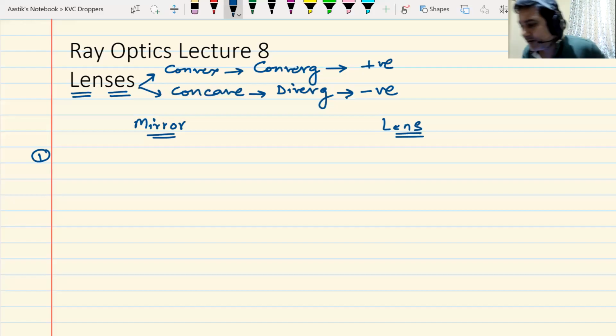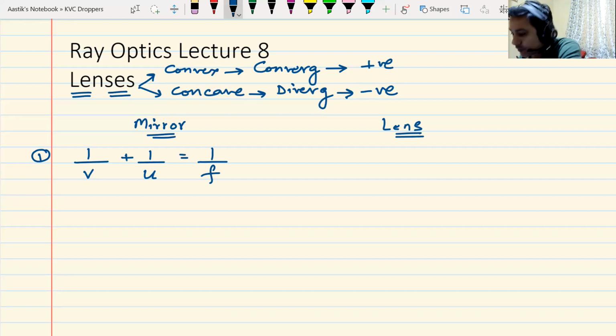Then let us move ahead, and I'll just be writing this, comparing a mirror and the lens, whatever formula you have seen. The first formula that we had seen is 1 by V plus 1 by U is equal to 1 by F. This was known as the mirror formula. Do we remember this? Yes, sir.